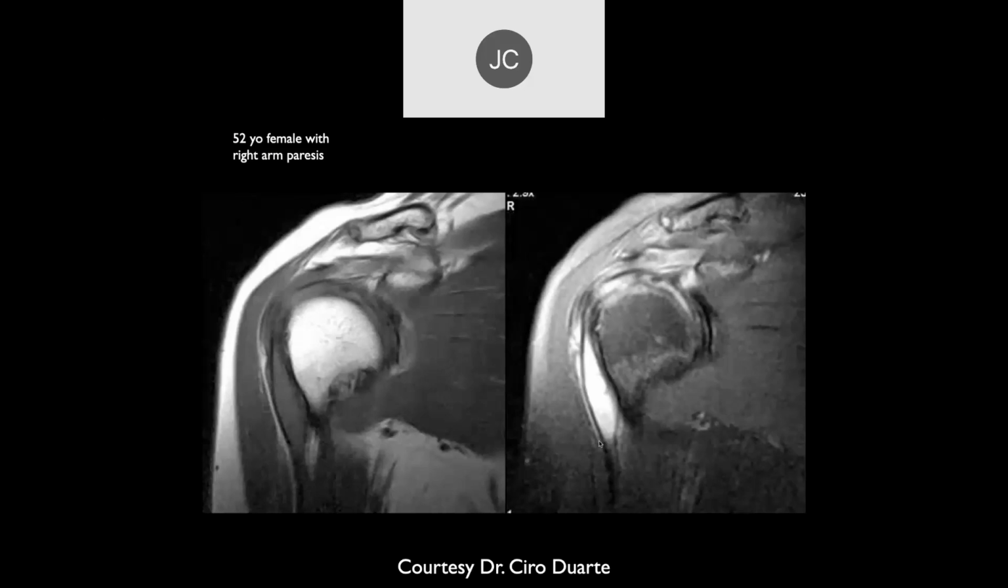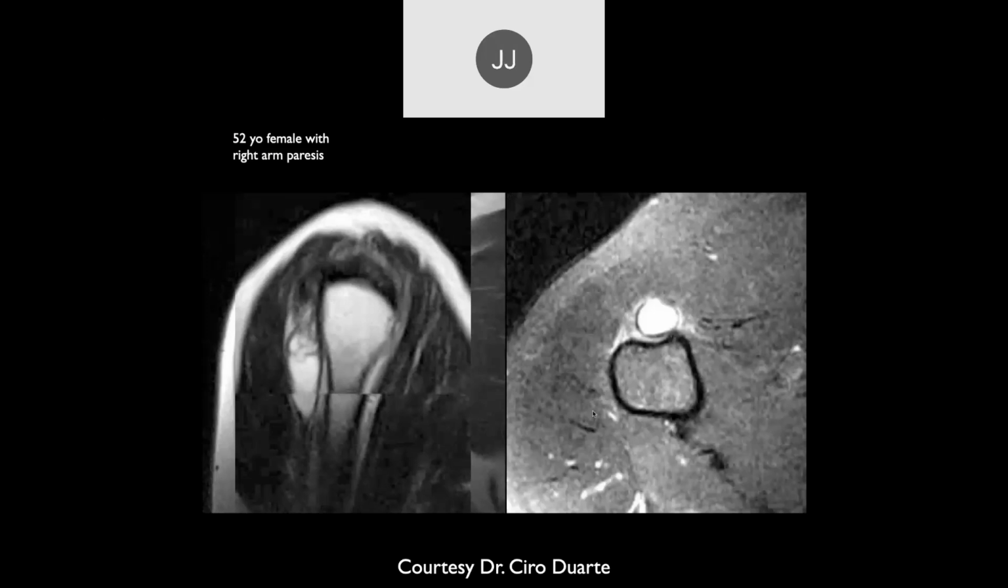So it looks like there is fluid expanding the biceps tendon. And the main thing is there's fairly extensive intra-articular tearing. Yeah, it looks like another ganglion. Yeah, so it's another one.